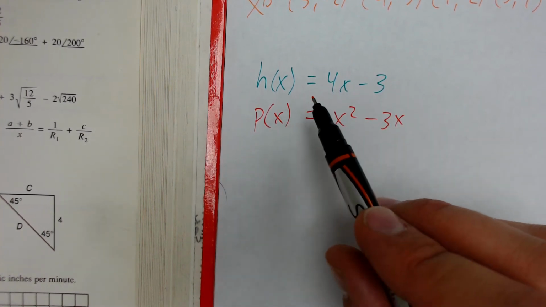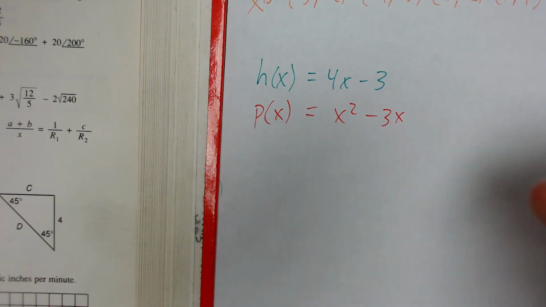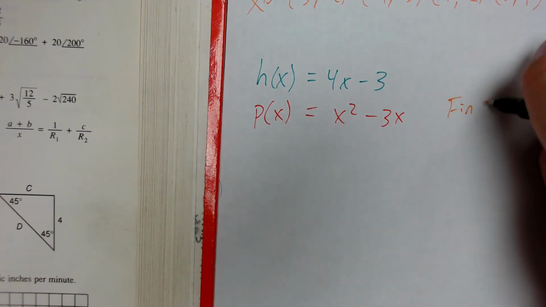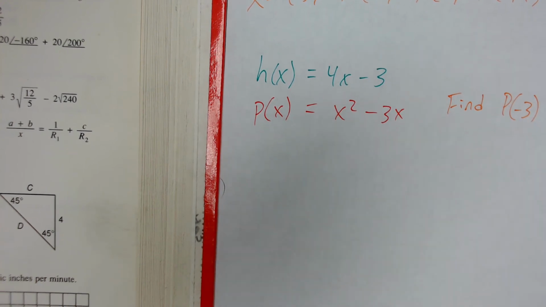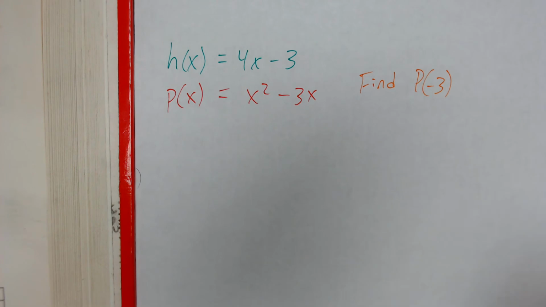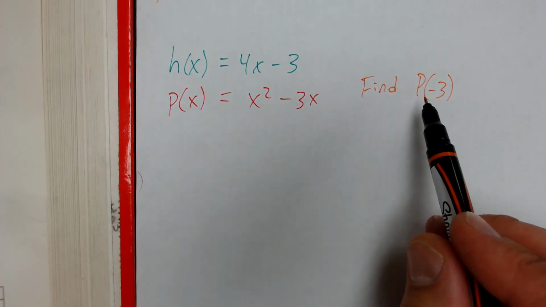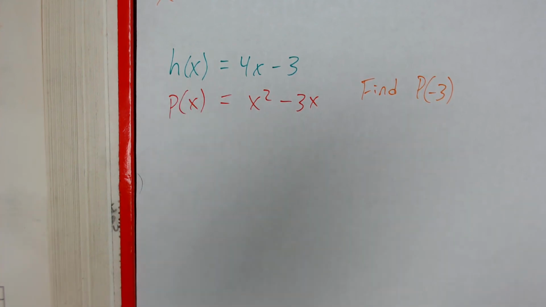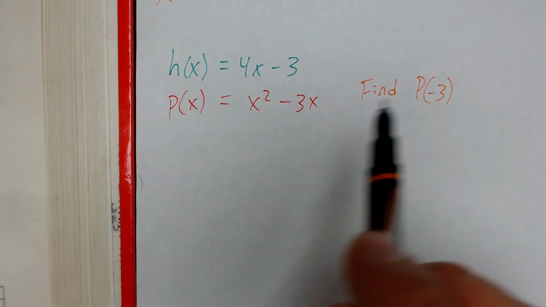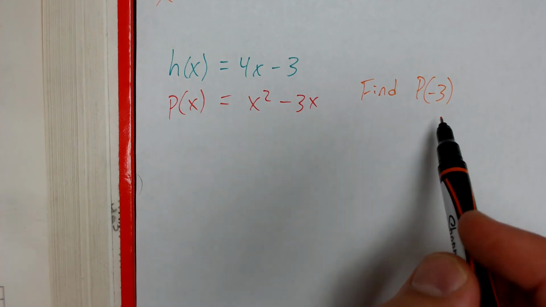They'll say if h of x equals 4x minus 3 and p of x equals x squared minus 3x, they want you to find p of -3. Now what this means is you go to the p function, right? So first they want you to understand the notation of p. P means I'm going to the p function, not the h function, so that's pretty simple. And then -3 means I'm going to take the value of -3 and replace every value of x with -3.